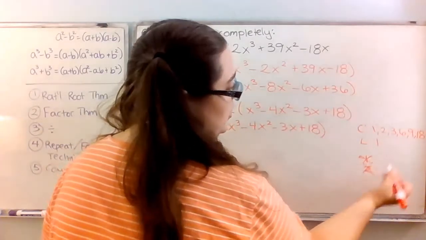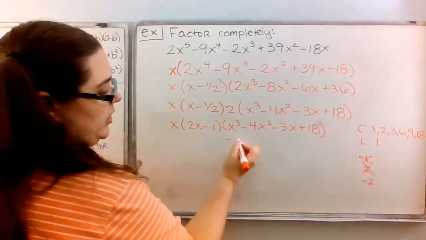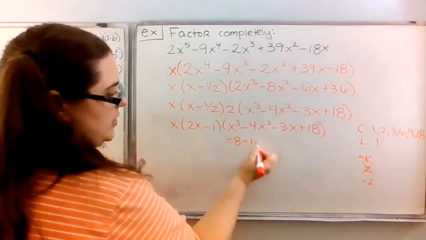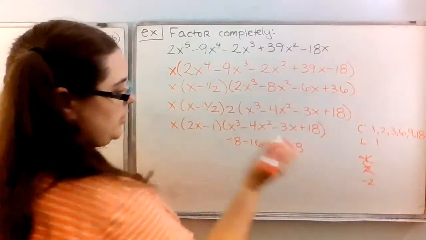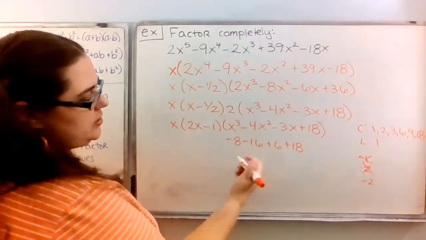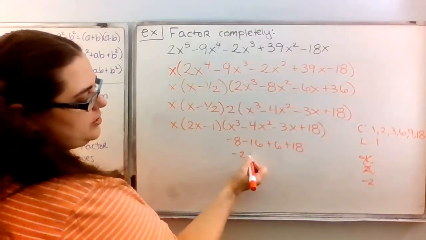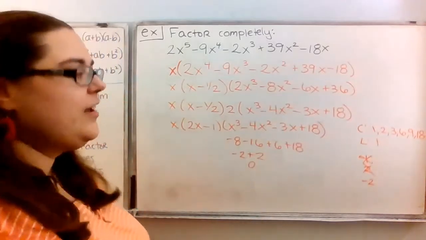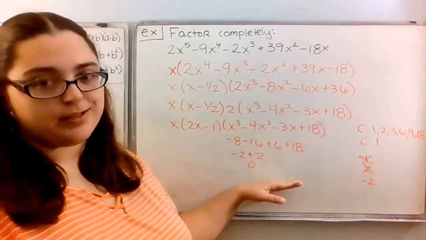We had a 2 over 1. Let's try negative 2. So we'll get negative 8. Negative 2 squared is 4, so we'll still get minus 16 plus 6 plus 18. All right, negative 8 plus 6 is negative 2. Negative 16 plus 18 is a positive 2, and that gives us 0. All right, so when we substitute negative 2 in for x, we ended up getting 0.